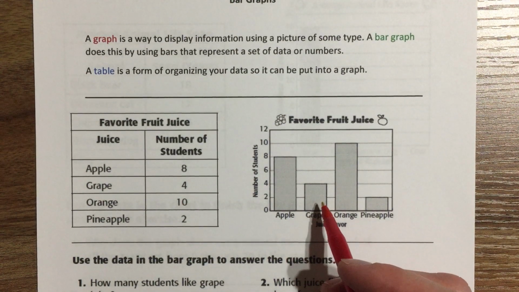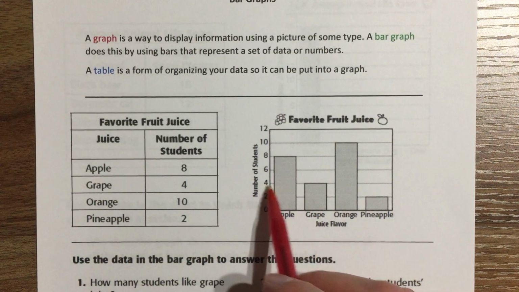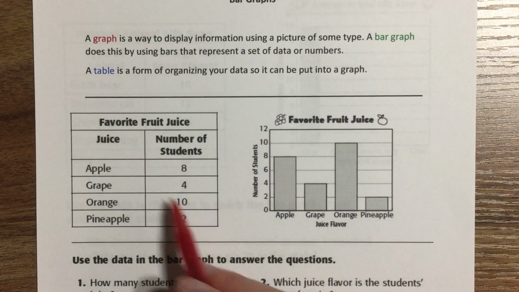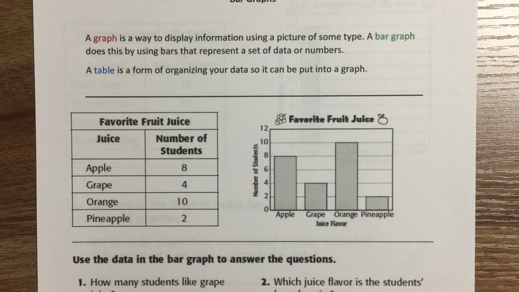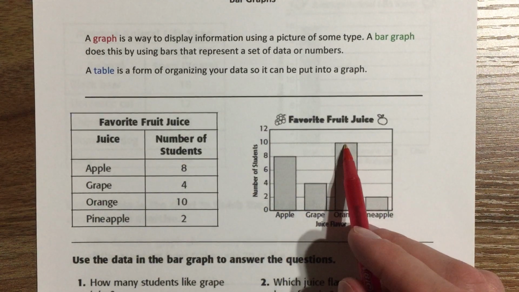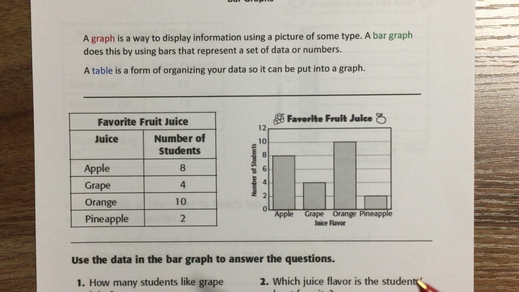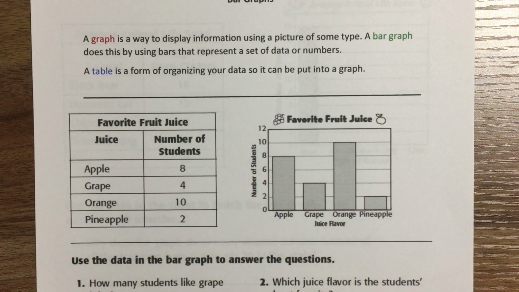We can do the same thing for grape. We look at our grape juice, and that bar goes up to the number 4. That tells me 4 students liked grape juice. The table tells us the exact same thing. Orange, we follow that bar up to 10. It says 10 students liked orange juice. The table said the same thing. And pineapple also agrees with our table. It says 2.